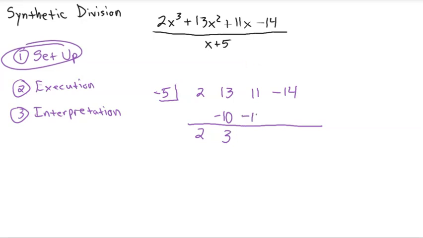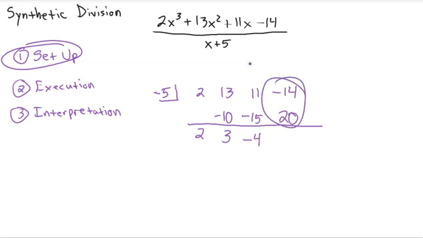So negative 15. Then we're going to do the same thing. We add: 11 plus negative 15, which is negative 4. Then we multiply the negative 4 times the negative 5, and that's 20. We're going to put it up here.